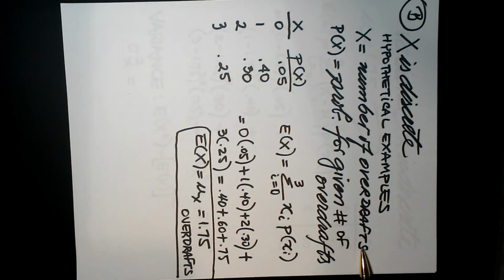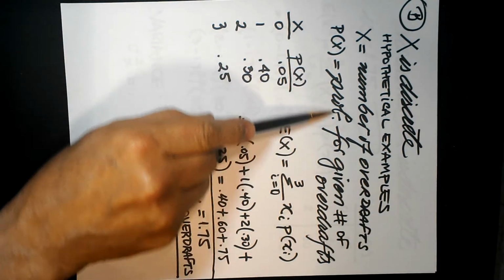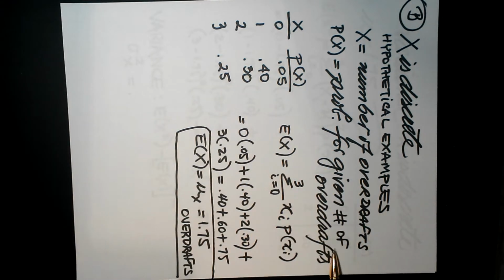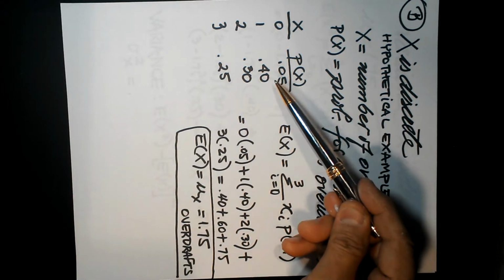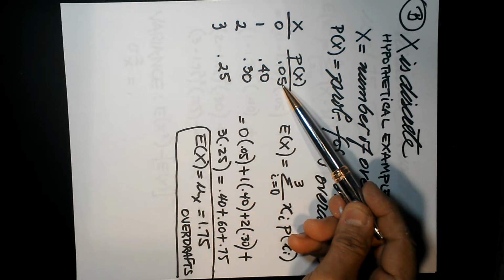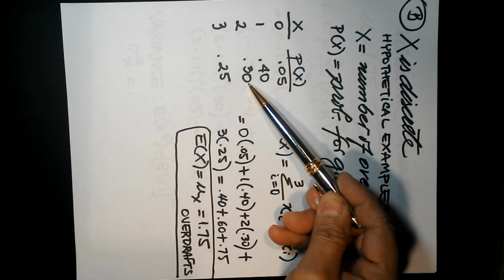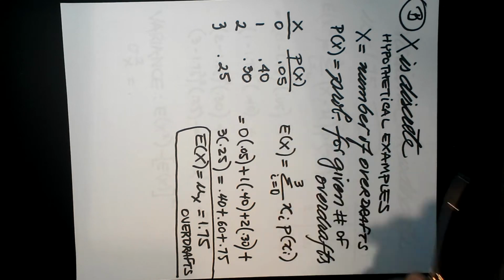X is the number of overdrafts, and P(x) is the probability for the given number of overdrafts. 5% have no overdraft, 40% overdraft once, 30% twice, 25% 3 times.